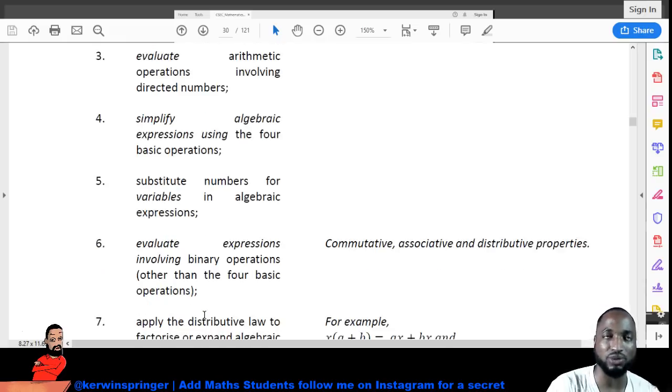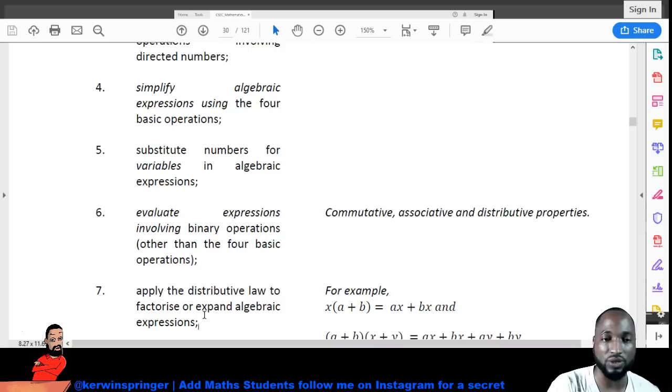So a binary operator as well, like when they have the star, they say A star B and they tell you what the star does. Hopefully we'll see some questions on that. And I have videos on that as well. I have videos on a lot of these topics.